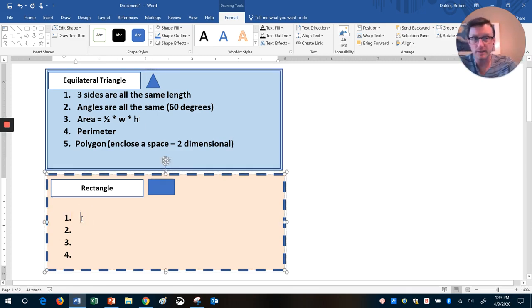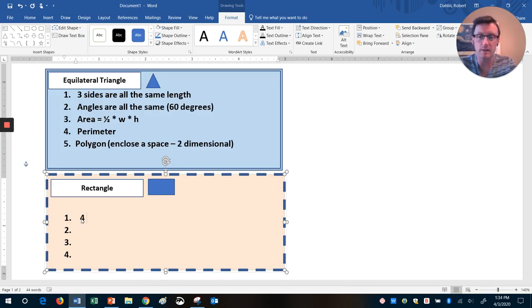Let's do the same thing for a rectangle. I'm going to follow the same order that I did for the triangle. So instead of having three sides, a rectangle has four sides. But they are not all the same. They have different lengths. In fact, parallel sides, meaning sides that line up, are equal length.